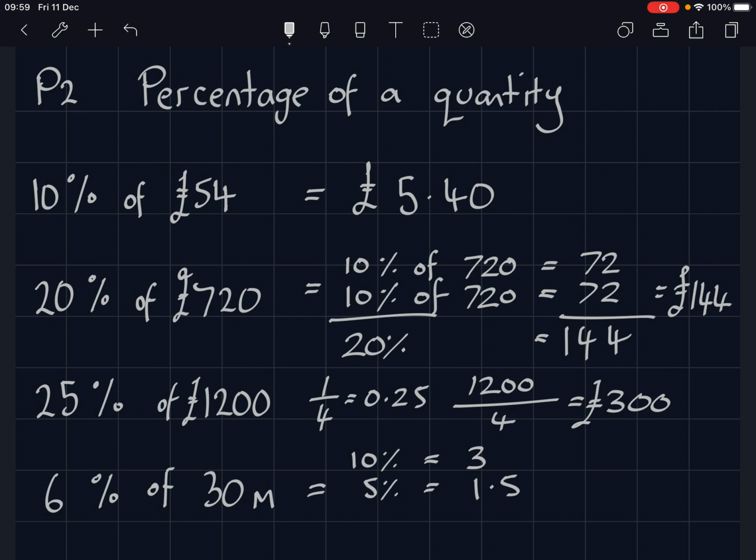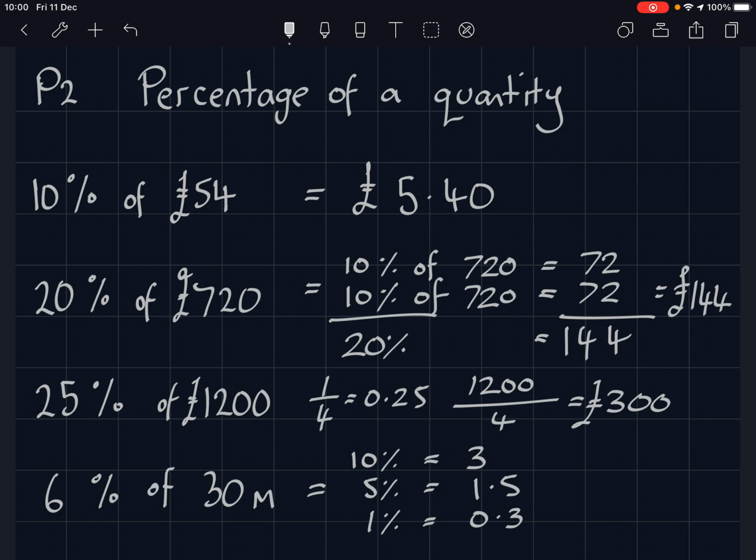And then we need to make 6%. So if we had 1%, that would be really helpful. So when we do 1%, we divide it by 100. Or you can divide it by 10 and then divide it by 10 again. Because I've already got 10%, which is 3, I'm just going to divide it one more time. So 3 divided by 10 is 0.3. So 1% of 30 is 0.3.